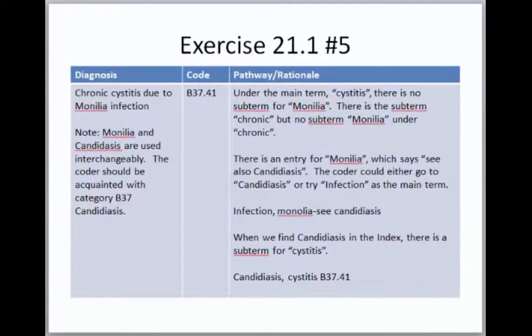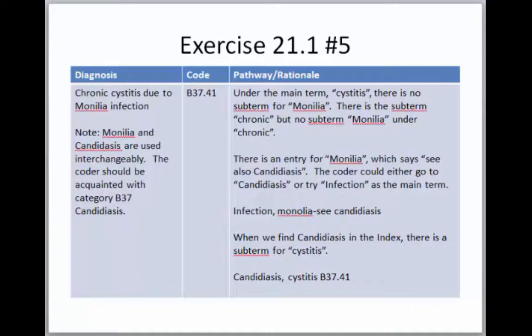This exercise, number 5, I've included because of the different ways you have to find the monilia. Monilia and candidiasis are used interchangeably. You'll see both in the literature or in the medical record. And I would recommend that you look at the B37 category in the code book and look at all the different infections in the body that can be caused by candidiasis. For women, it's very common to have a yeast infection, a vaginal yeast infection, but you can have yeast infections anywhere in the body. So that's why that B37 category might be a good one for you to look at.